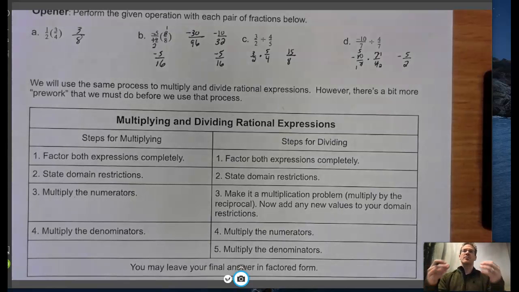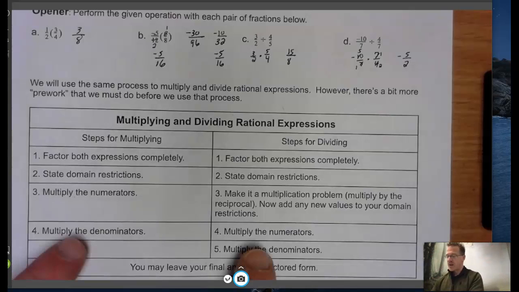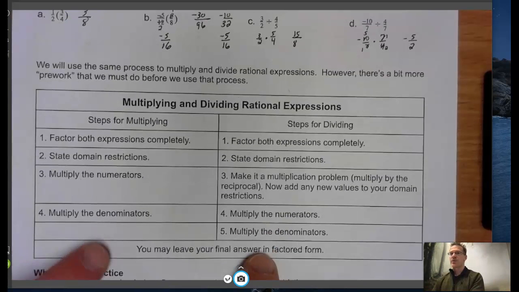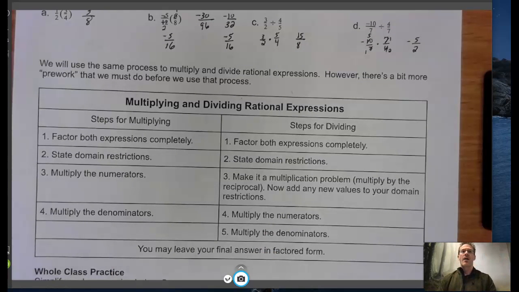There's a little bit more work when we divide as far as working with those domain restrictions. But then it's really pretty much the same after we do that. Multiply the numerators, multiply the denominators, and then we typically just want to leave our answer in factored form. There's no need really to multiply back out once we have those things set up. So let's take a look at a few problems here and see what we can do.